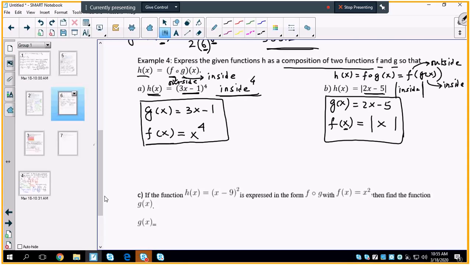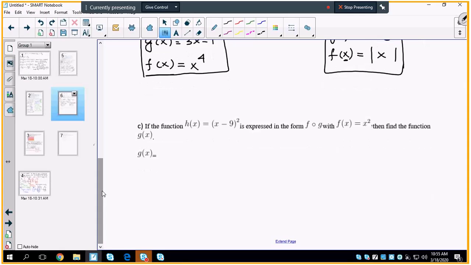Similar example in the third one, we have h of x equal to x minus 9 squared. It has been told to us that it is f compose g, so g is inside and f is outside. I have, for simplicity, given you what is f of x. f of x is x squared. You just find me the inside function g of x. Well, that's very simple. Look at the inside. It's x minus 9, so g of x is x minus 9. And we are done.